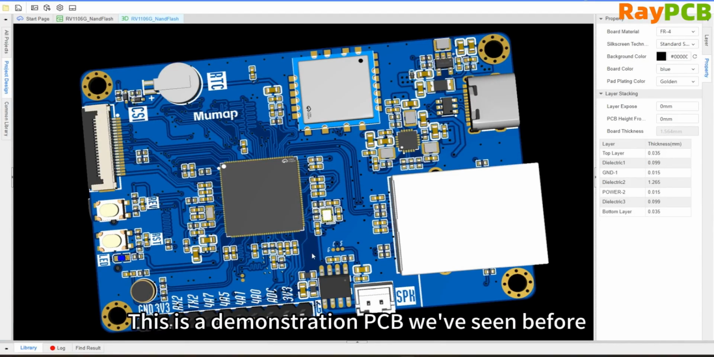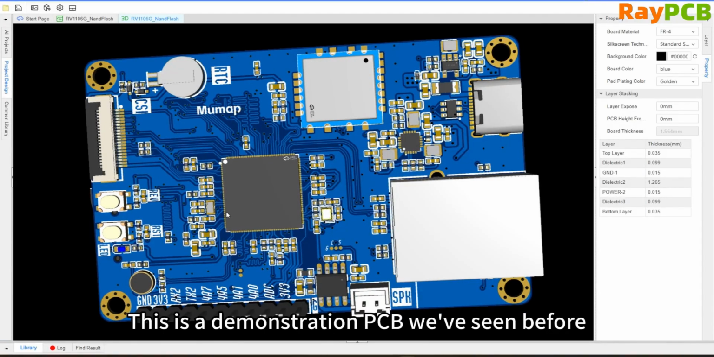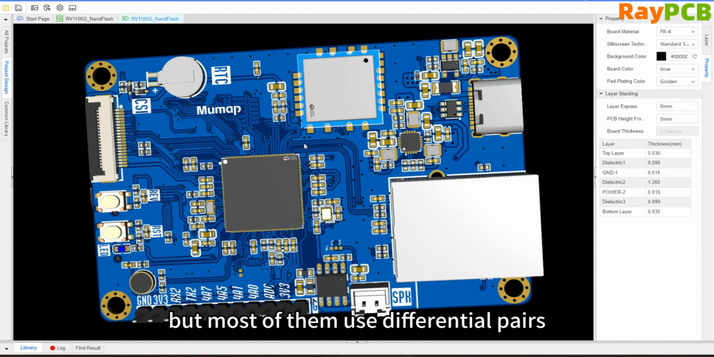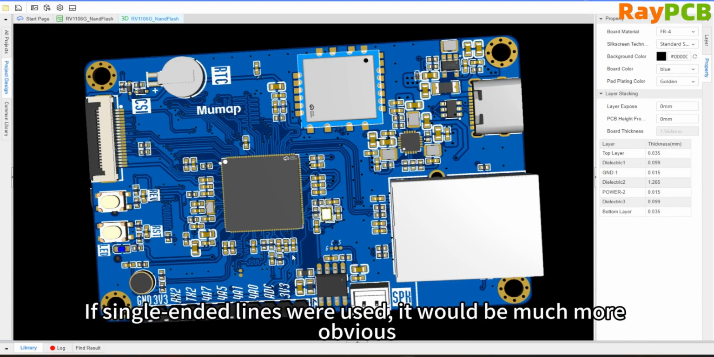This is a demonstration PCB we looked at earlier. There are many traces here and the spacing is very tight. However, most of them use differential pairs, so crosstalk is not very severe. If single-ended traces were used, the crosstalk would be much more noticeable.